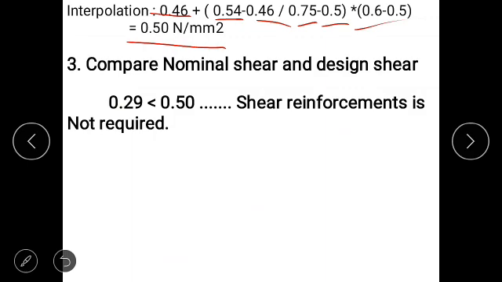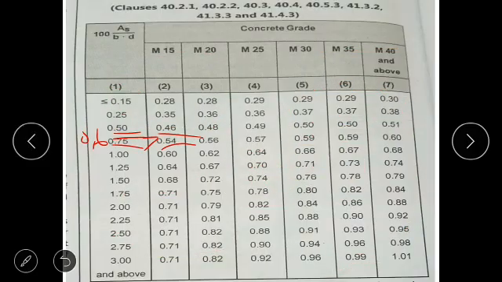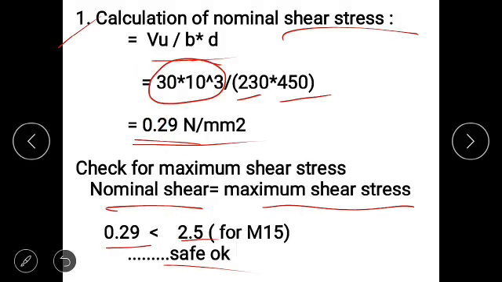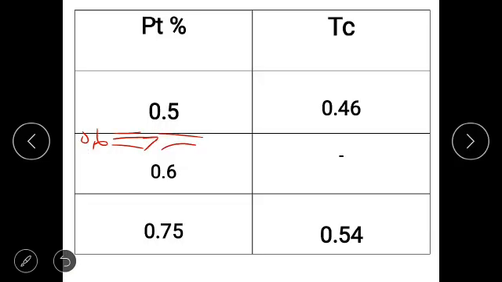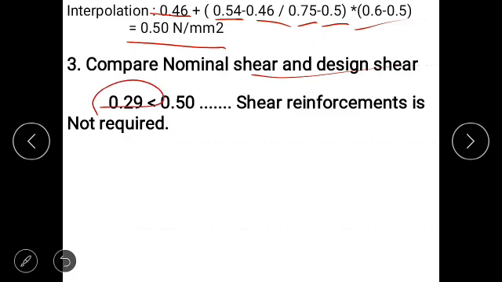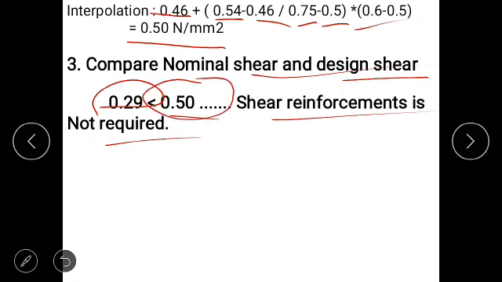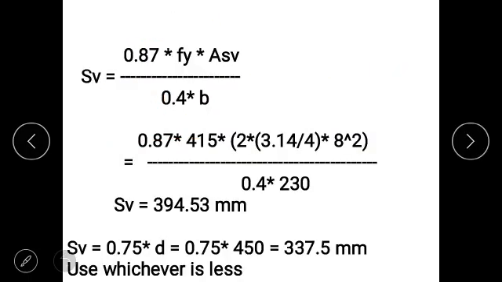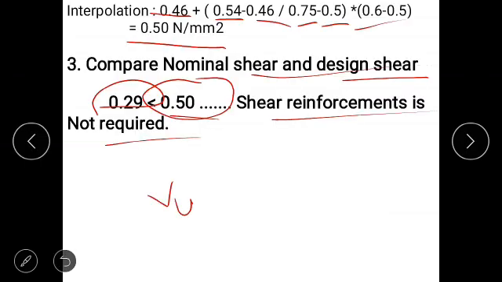Compare nominal shear and design shear. Our nominal shear, already calculated in the first step, is 0.29, and our design shear is 0.50. So shear reinforcement is not required because design shear is more. It is not necessary to calculate VUS.